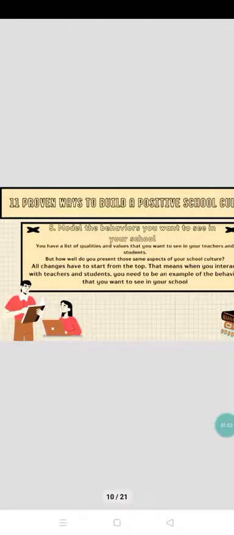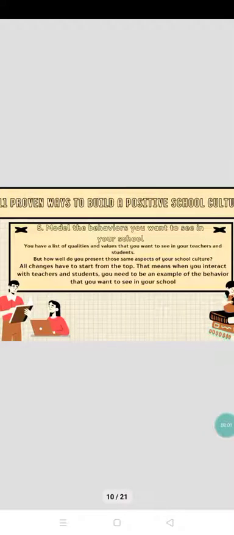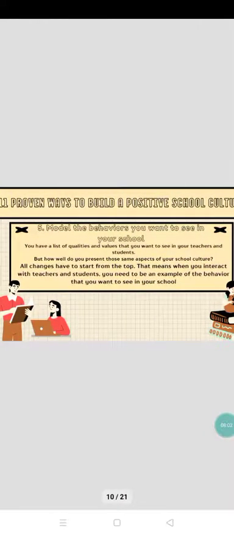Number 5. Model the behaviors you want to see in your school. You have a list of qualities and values that you want to see in your teachers and students. But how will you represent those same aspects of your school culture? All changes have to start from the top. That means when you interact with teachers and students, you need to be an example of the behavior that you want to see in your school.